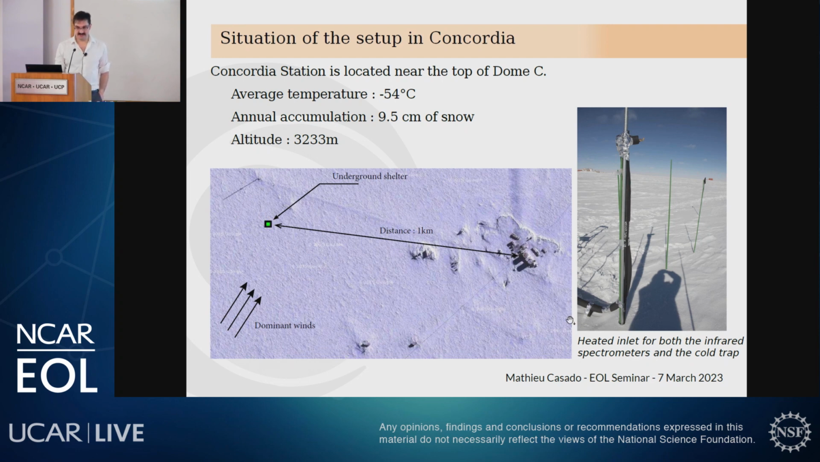At Domcy, the average temperature is minus 54 degrees Celsius, and snow accumulation is 9.5 centimeters, so it's relatively small for one of the driest places on Earth. This means that, for example, the contribution of sublimation and condensation is typically up to 10% of the annual accumulation for this site. So this was a very interesting site to measure the vapor isotopic composition.